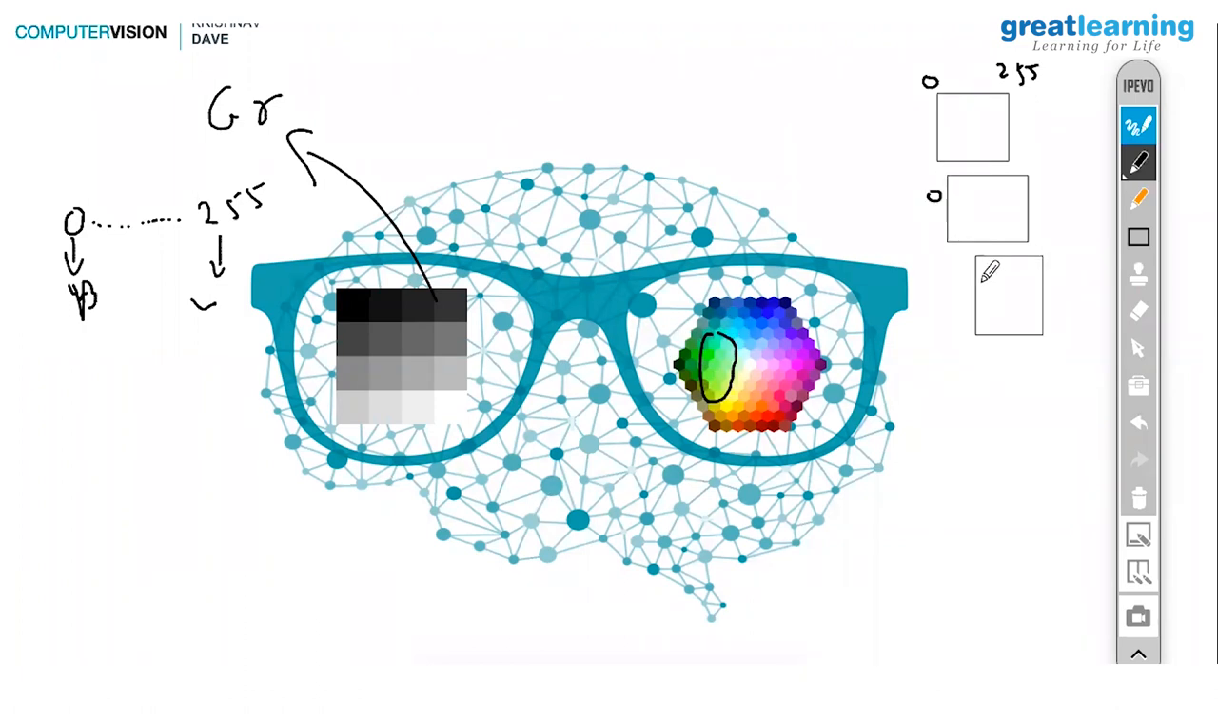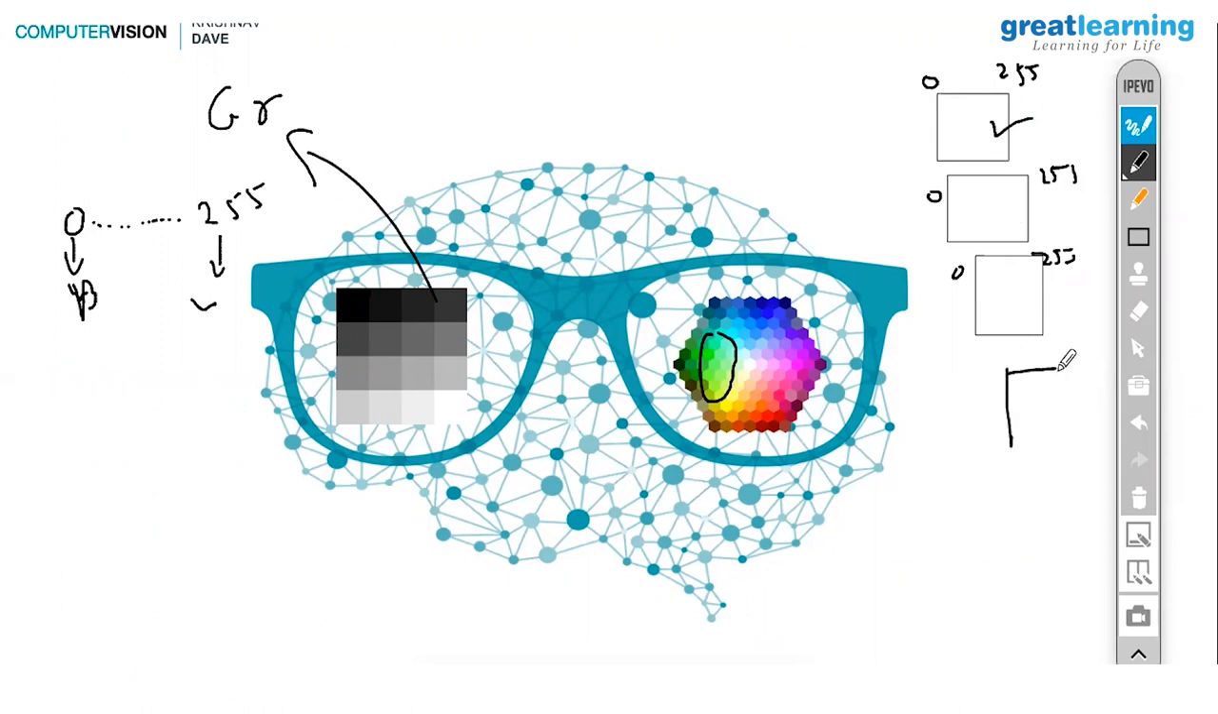0 could be lowest blue, 255 could be highest blue. Now you may ask me, okay, fine, then how do I mix and match? How do I get one color? If it is purely green, we'll pick it up from here. But what if it is a combination of all three of them?